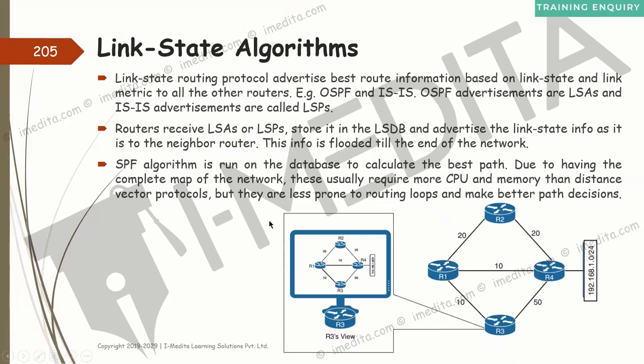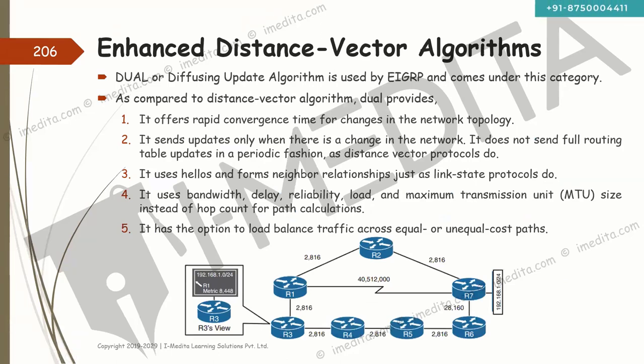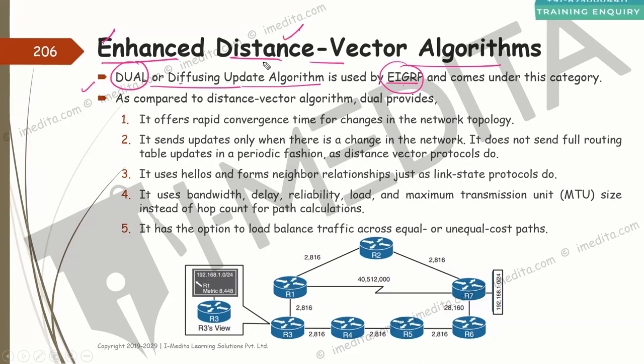So Cisco came up with the idea of creating a protocol that has the properties of both distance vector and link state. They called it EIGRP, Enhanced Interior Gateway Routing Protocol, which runs on an enhanced distance vector algorithm named DUAL. DUAL is the name of the algorithm that runs on EIGRP. DUAL stands for Diffusing Update Algorithm, and it is the algorithm run by protocols such as EIGRP, which is categorized as an enhanced distance vector routing protocol.